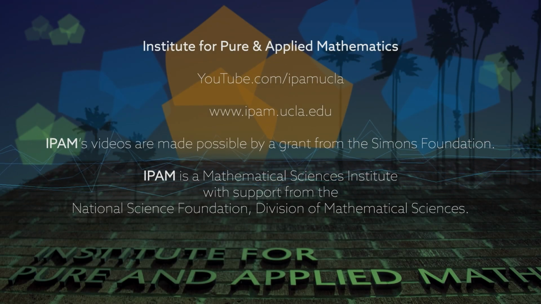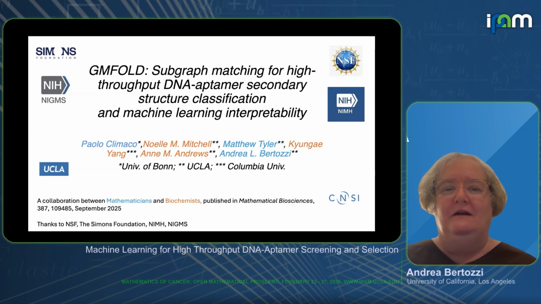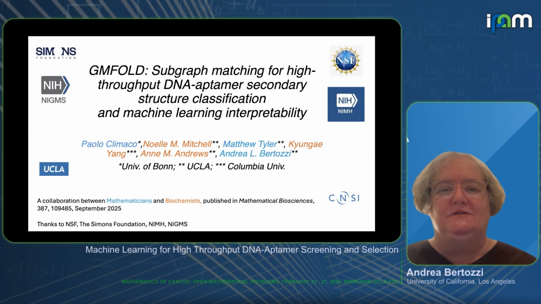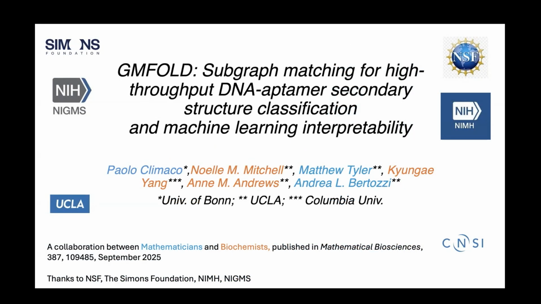So I realize this is a workshop on cancer, and I am not speaking about cancer. I haven't done any work on cancer, but I was asked by the organizers to give a talk, and I thought that this particular topic might be of interest. This is a problem that I'm working on right now with a chemist at UCLA, and it's on DNA aptamer design. And I'm going to talk about how we've been using ideas from subgraph matching and machine learning to design DNA aptamers. I have to tell you what those are.